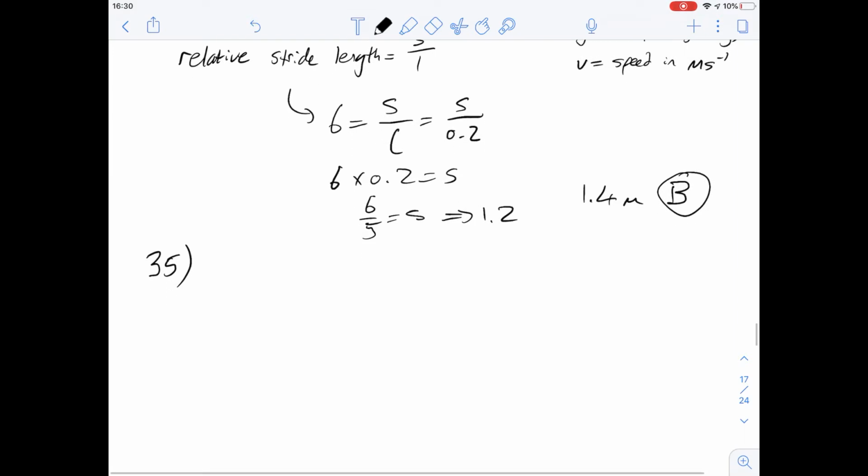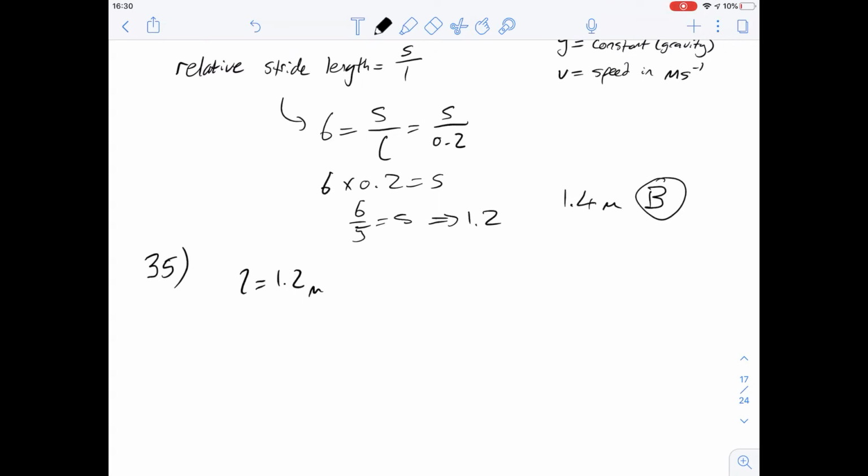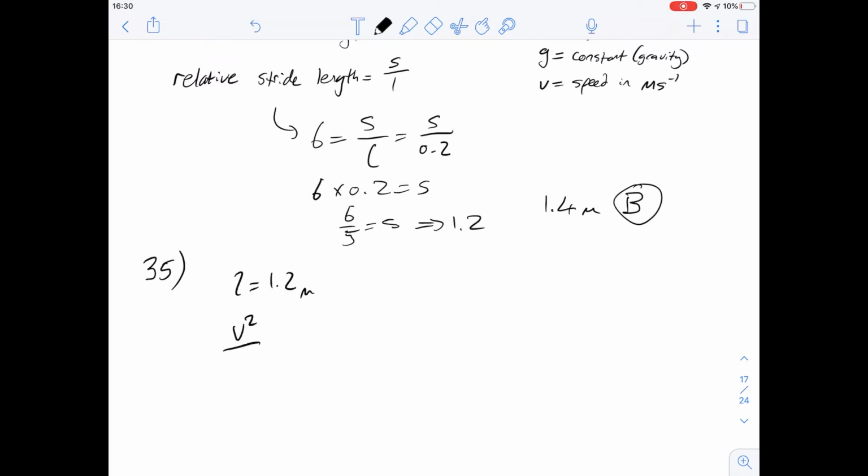And then for 35, it says if L for the dinosaur is 1.2 meters, at what speed would the dinosaur change from trotting to galloping? So this is mentioned, that the Froude number will reach 2.5 and then it will change from trotting to galloping. And this is for a ferret, but we're also told that all mammals studied change from one gait style to another at the same Froude number. So we can assume that the Froude number at which this happens, which is v squared over gL, is going to be 2.5.